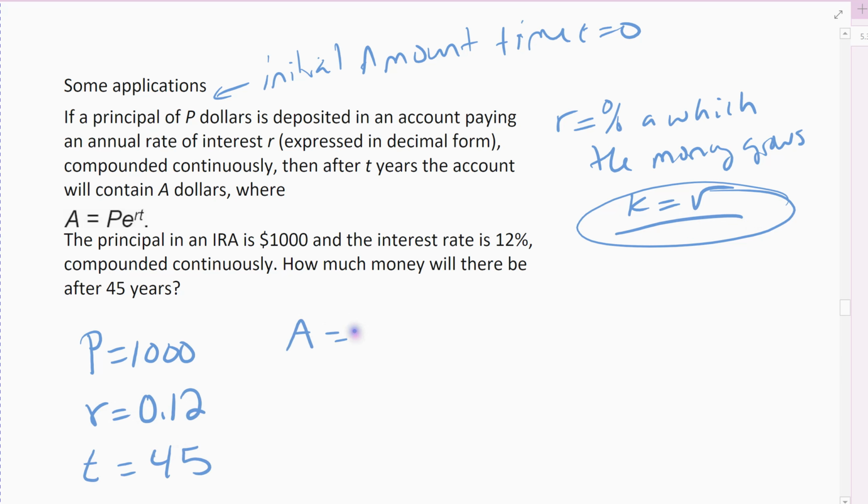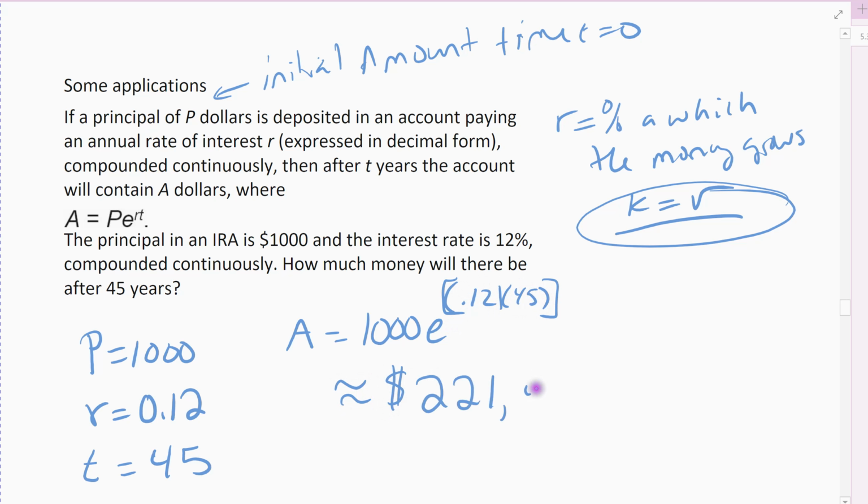So how much money will there be? Well, you plug our values into that equation. Make sure you're careful with the exponent. Put parentheses around the multiplication between your 12% and your 45 years, so that's all up there in the exponent. I usually round dollar amounts to the penny. So it comes out to 221,406.42.